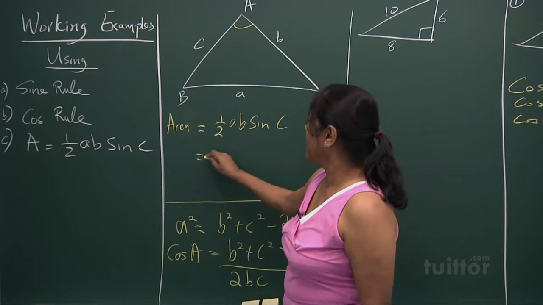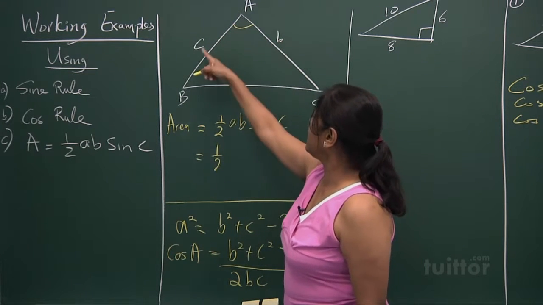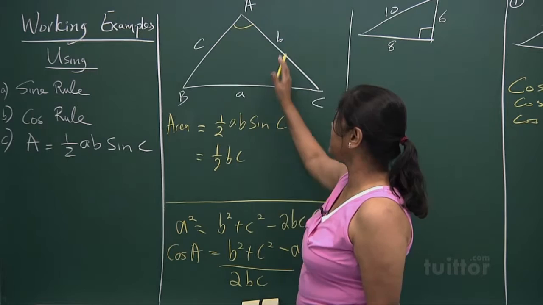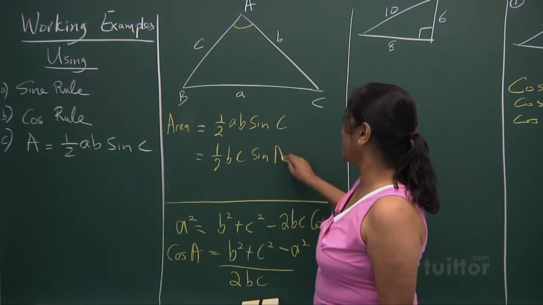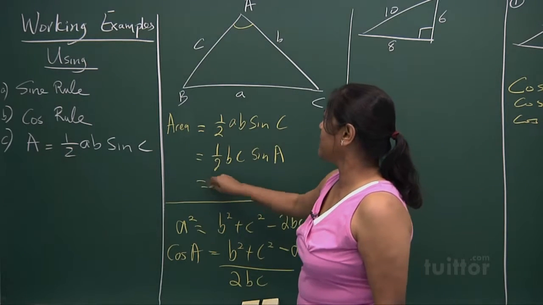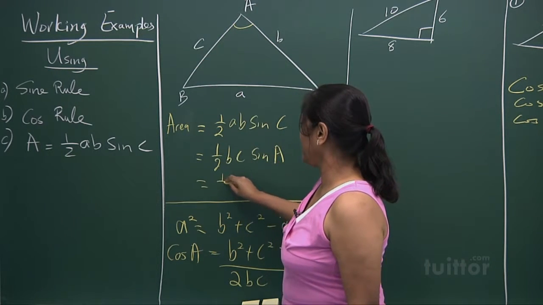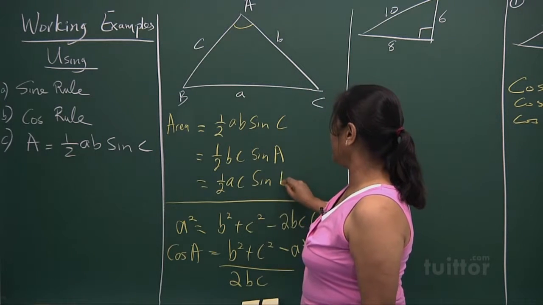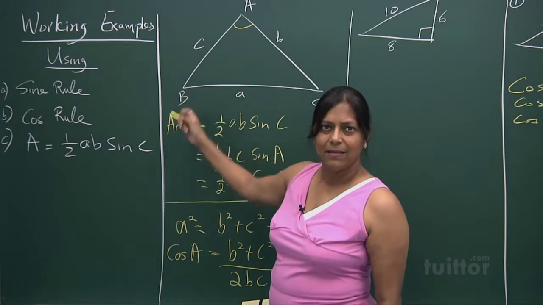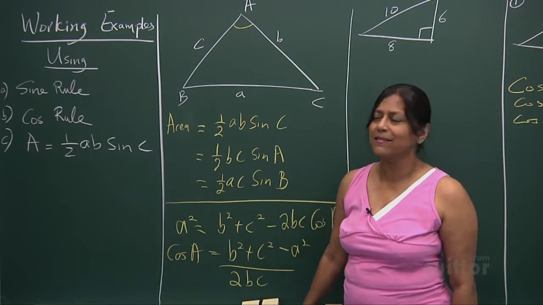Or you can say half bc, the angle between them, sine A. Or you can say half ac, and the angle between them is sine B, the angle between the two given sides.